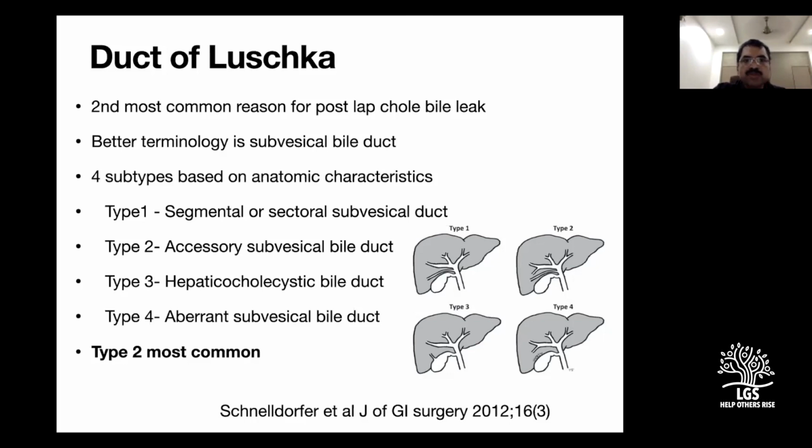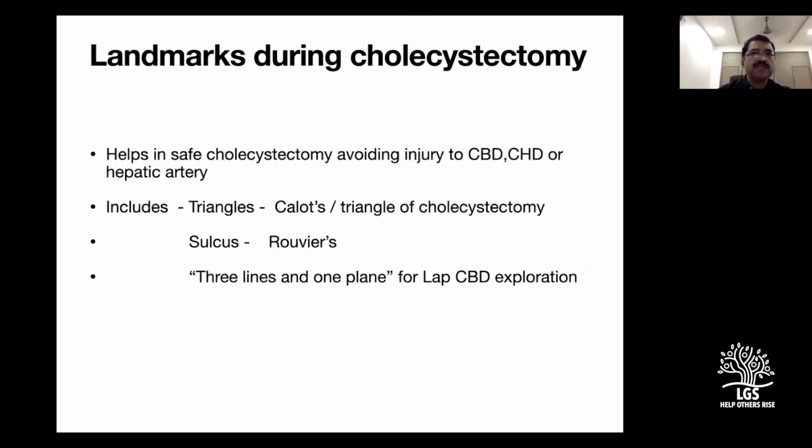Among these, type 2, the accessory subvesical bile duct, is most common. When you do cholecystectomy, during the dissection of the gallbladder from the gallbladder fossa, if your dissection goes deeper into the liver parenchyma, sometimes you may injure this bile duct. But the management of a leak from a duct of Luschka is just to observe or do some drainage. But if there is a communication with a segmental duct, you have to do ERCP and stenting.